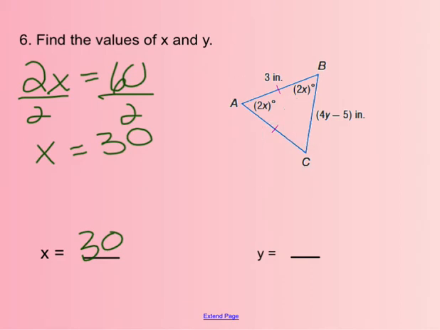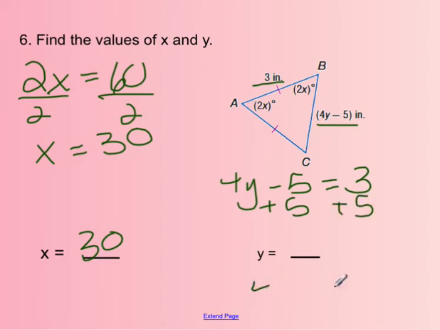All right, next, let's take a look at this. Now we know we have an equilateral triangle. So this also has to be equal to that side, because if it's equilateral, all of our sides are equal. So add 5 to both sides, and then I get 4y is equal to 8. Divide both sides by 4, and that's going to give us that y is equal to 2, because 8 divided by 4 is 2. All right. Okay, next, let's take a look at number 7.